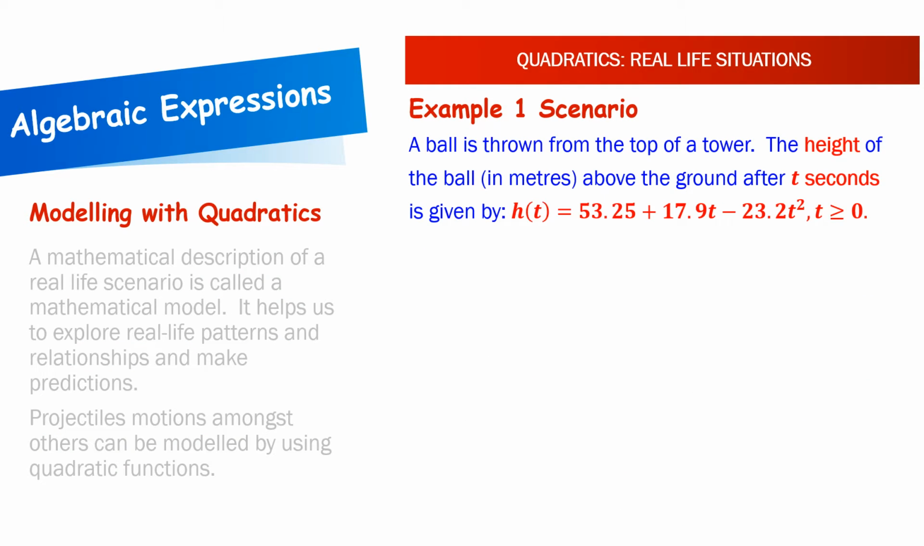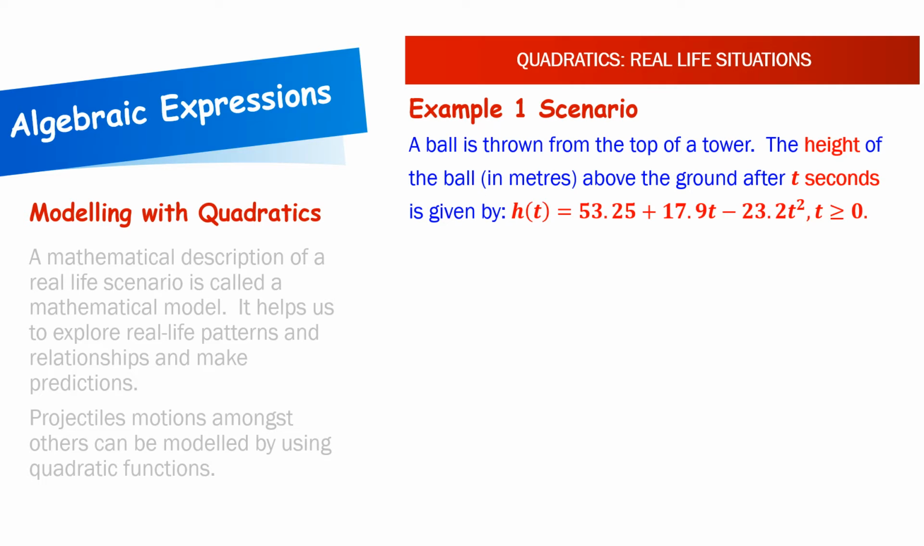Let's take a look at the example 1 scenario. A ball is thrown from the top of a tower. The height of the ball above the ground in meters after t seconds is given by the equation h of t equals 53.25 plus 17.9t minus 23.2t squared, where of course t is positive because t represents time.